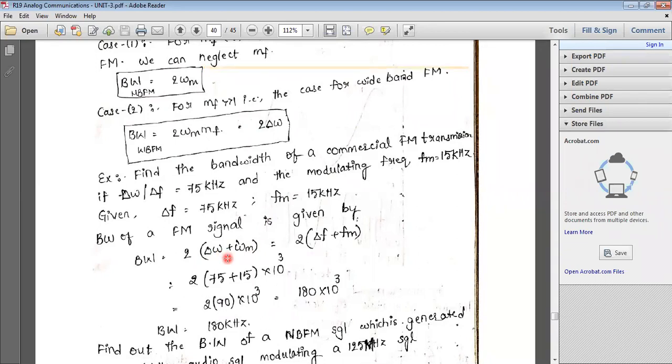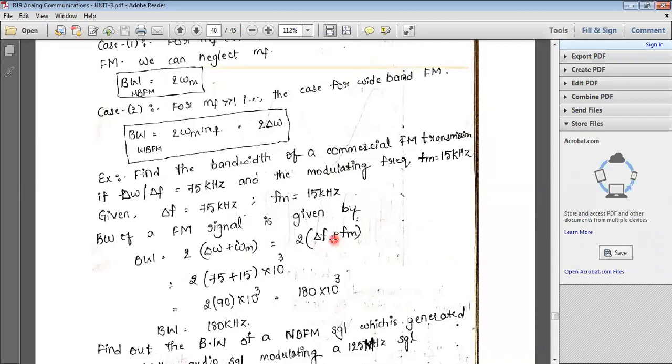I already told this form in the previous class. This is Carson's rule in the form of delta omega plus omega m. So bandwidth is equal to 2 into (delta omega plus omega m). It can also be written in terms of frequency as 2 into (delta F plus Fm).